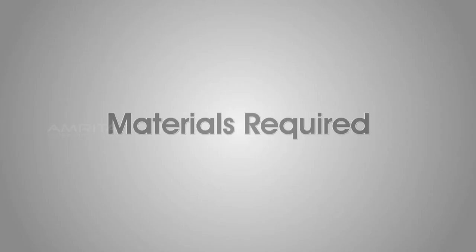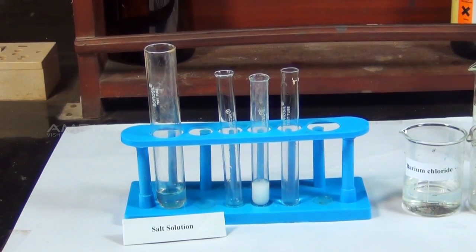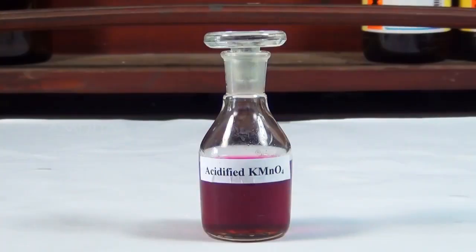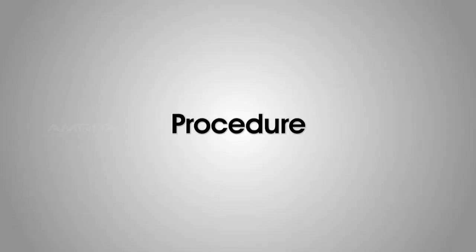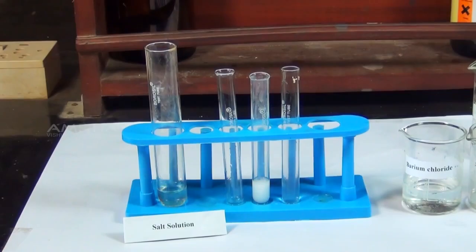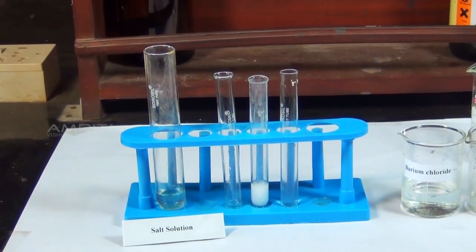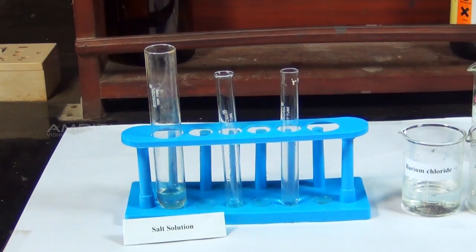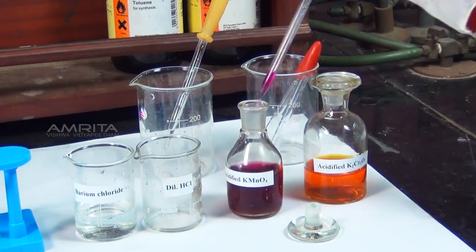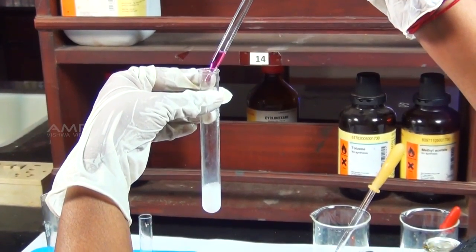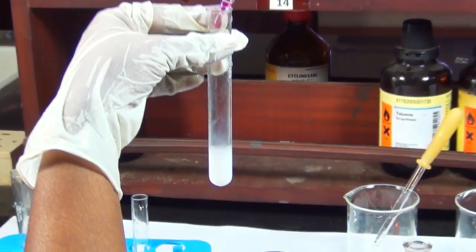Potassium permanganate test. Materials required: precipitate of barium sulphite, acidified potassium permanganate solution, test tube and a dropper. Procedure: take the second part of the white precipitate of barium sulphite obtained in the barium chloride test. To this, add a few drops of acidified potassium permanganate solution using the dropper.